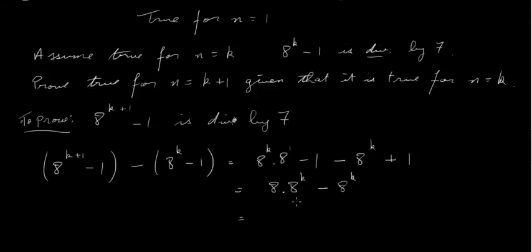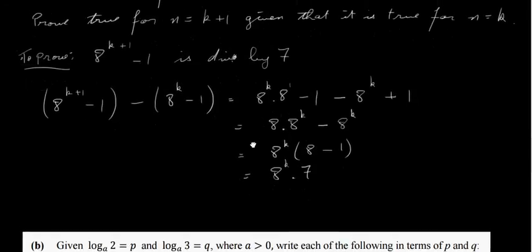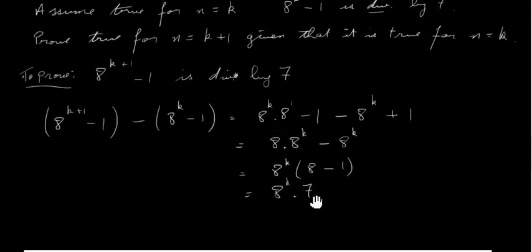Right, next line. I've got an 8 to the power of k here, I've got an 8 to the power of k here, so I'm just going to factorize here. I'm going to take that outside the bracket. So I'm going to take 8 to the power of k here. Here I end up with 8 minus 1, and that will give me 8 to the power of k times 7. So now you can see that 8 to the power of k times 7 is divisible by 7. So that's it. We've proven that when we subtract we do get something that is divisible by 7. So therefore this here is divisible by 7. Therefore 8 to the power of k plus 1 minus 1 is divisible by 7.